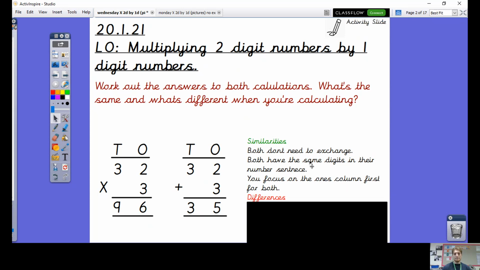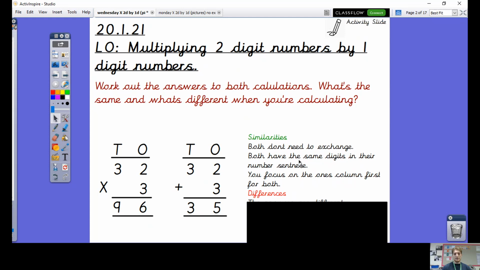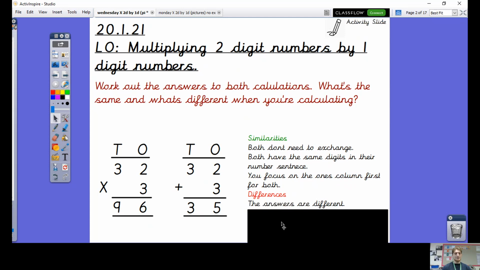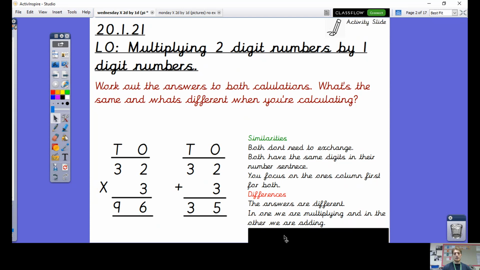Let's go through some differences then. The first difference that I found was that the answers are different, of course. When we're multiplying, the answer is 96, and when we're adding, the answer is 35. In one, we are multiplying, and in the other, we are adding. Okay. Super. Well done if you also found some other differences. There might have been some other ones, but they were the main ones that I found. Okay. Brilliant.